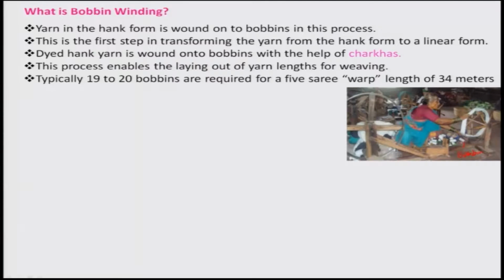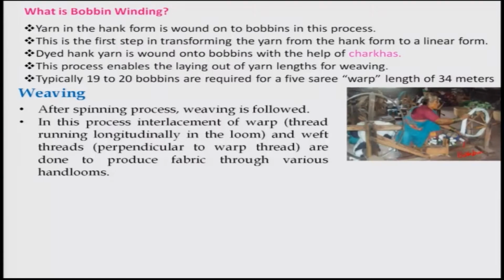The hank yarn can be dyed before, and it can be put onto the bobbins with the help of charkas, which makes it much easier. Typically 19 to 20 bobbins are required for 5 sari warps of length 34 meters. In a sari, a lot of threads or yarns are utilized, and they have to be properly managed with the help of winding over the bobbin.